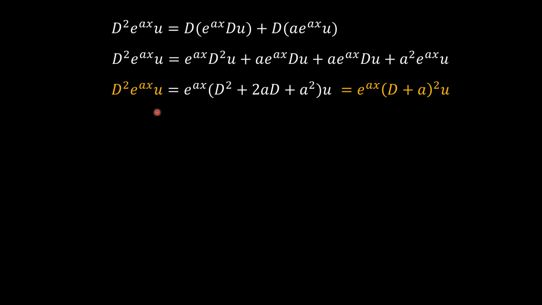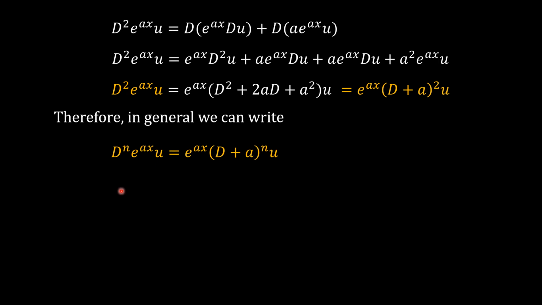Now from these two results we will generalize the result as D raised to n of e raised to ax into u is equal to e raised to ax into D plus a raised to n of u. Now this is for the nth order derivative. Now we will generalize this result to the phi of D function. So that will give us, hence, phi of D of e raised to ax u is equal to e raised to ax into phi of D plus a of u.